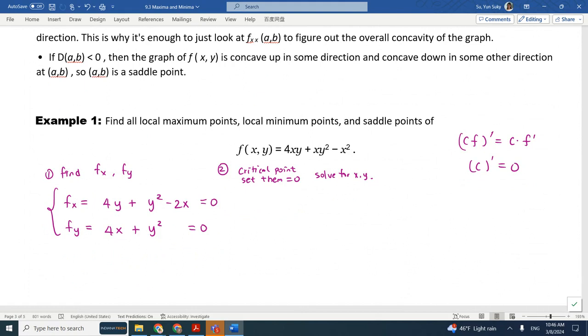So with respect to y, 4x is like a number. The derivative of y is 1. And here, with respect to y, x is like a number. So it's 2xy. Thank you. All right, yes, so it's 2xy. So we got to check our answer carefully.